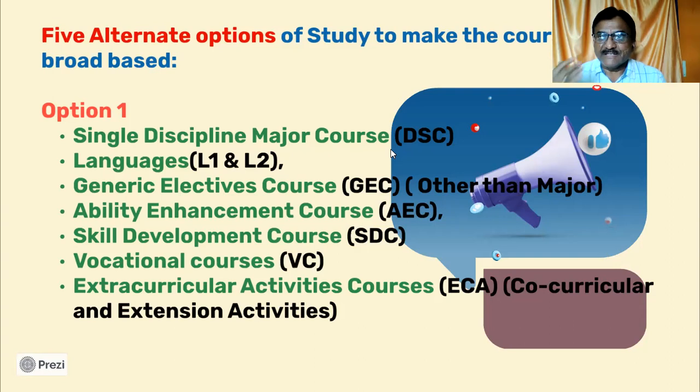In BA honors courses, there are a number of subjects that we are going to study, like history, geography, sociology, anthropology, political science, public administration, economics, etc. In this case, we have to select any one particular discipline subject. That should be uniform across all the universities as stated by the curriculum framework of NEP 2020.